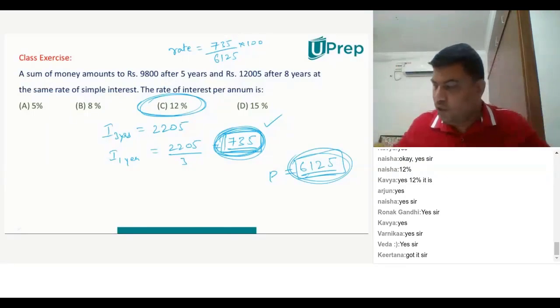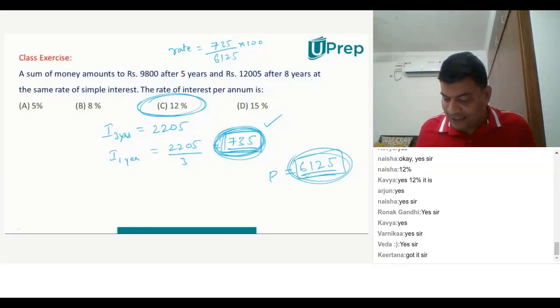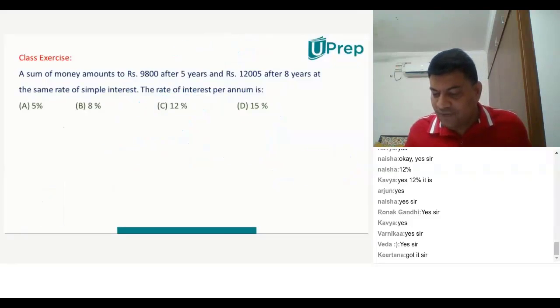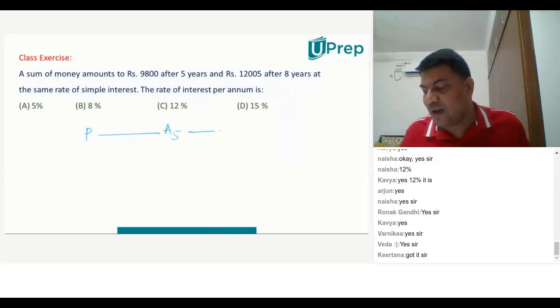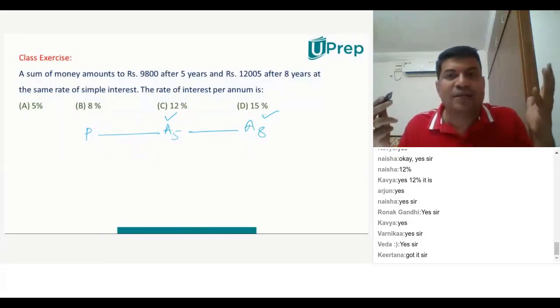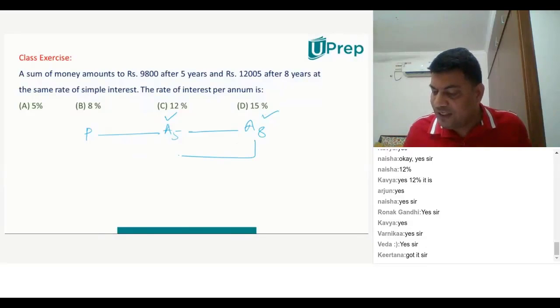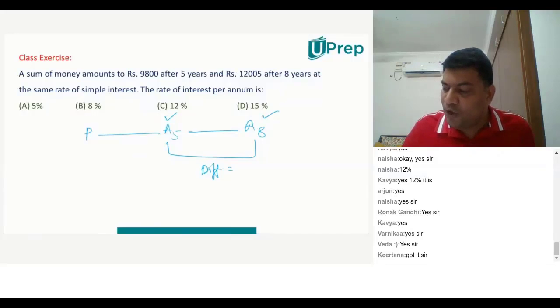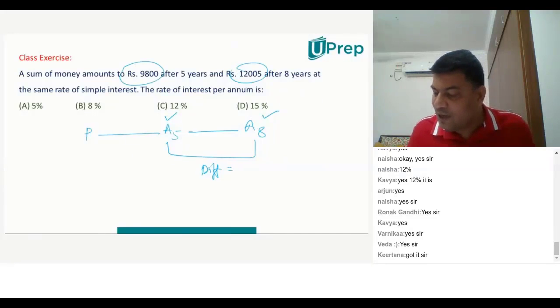See, for this particular problem, look at the approach here. What is given to you? You don't know the principal. You know it is going to become some amount at the end of 5 years. It's going to become some amount at the end of 8 years. So this is given to you. Immediately, when I find this difference, I get to know the number, 2205.